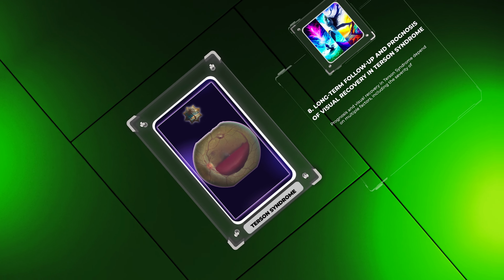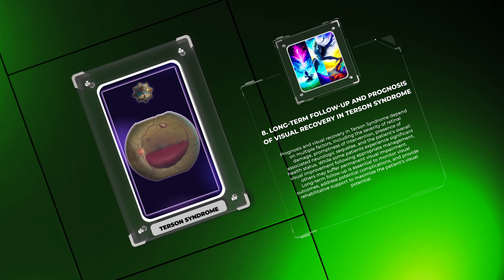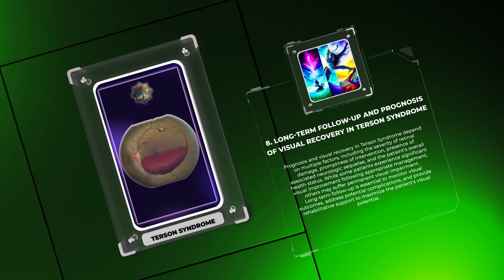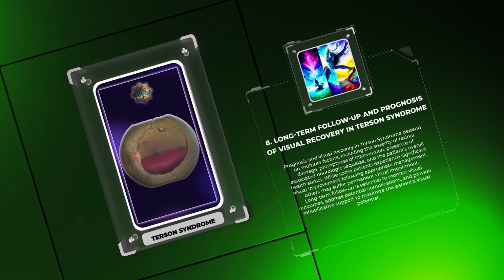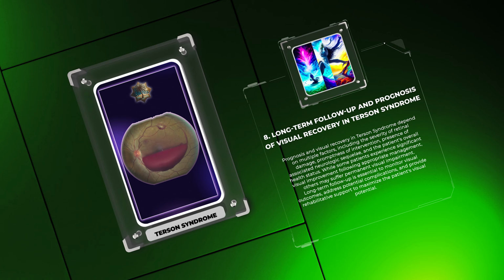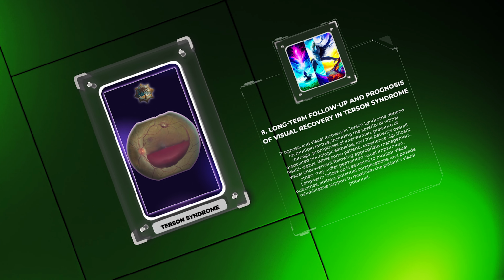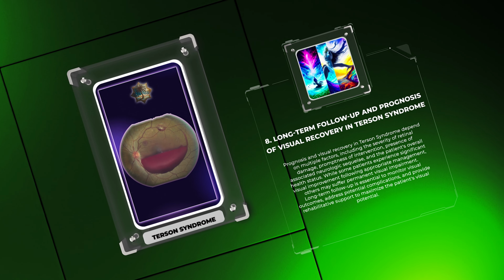Prognosis and visual recovery in Terson syndrome depend on multiple factors, including the severity of retinal damage, promptness of intervention, presence of associated neurologic sequelae, and the patient's overall health status. While some patients experience significant visual improvement following appropriate management, others may suffer permanent visual impairment. Long-term follow-up is essential to monitor visual outcomes, address potential complications, and provide rehabilitative support to maximize the patient's visual potential.